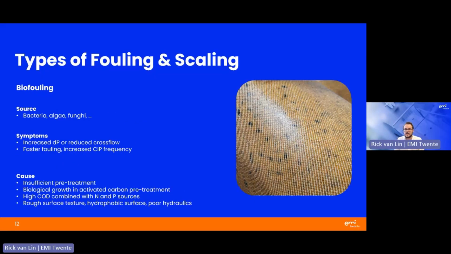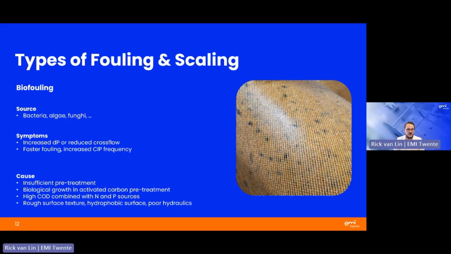And then there's biofouling, so bacteria, algae, fungi. And again, symptoms: increased DP, reduced cross-flow, faster fouling, increased CIP frequency. Start to see a pattern here. Often caused by insufficient pre-treatment. So there's typically entrainment of EPS due to poor pre-filtration, or, for example, biological growth in activated carbon pre-treatment. So this activated carbon can become a nursery for biofilms, constantly releasing bacteria or EPS into the feed, which then ends up in your membrane.